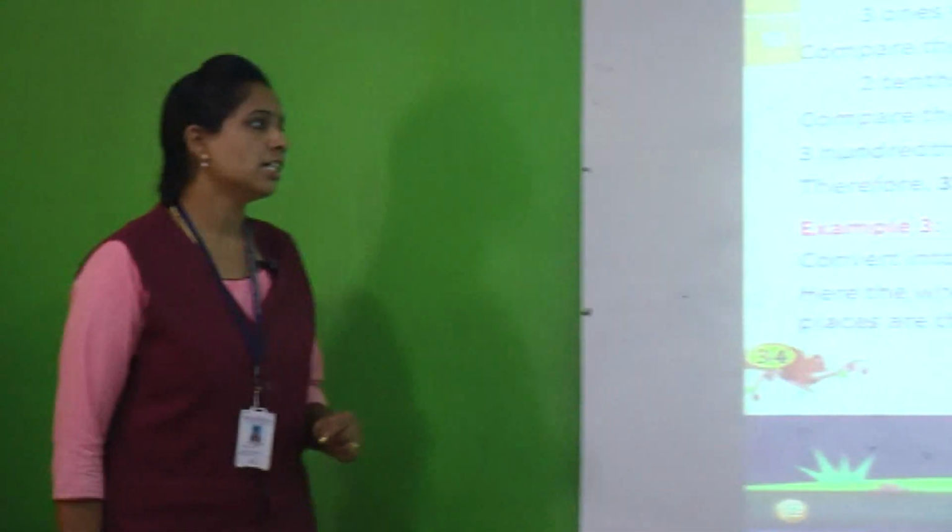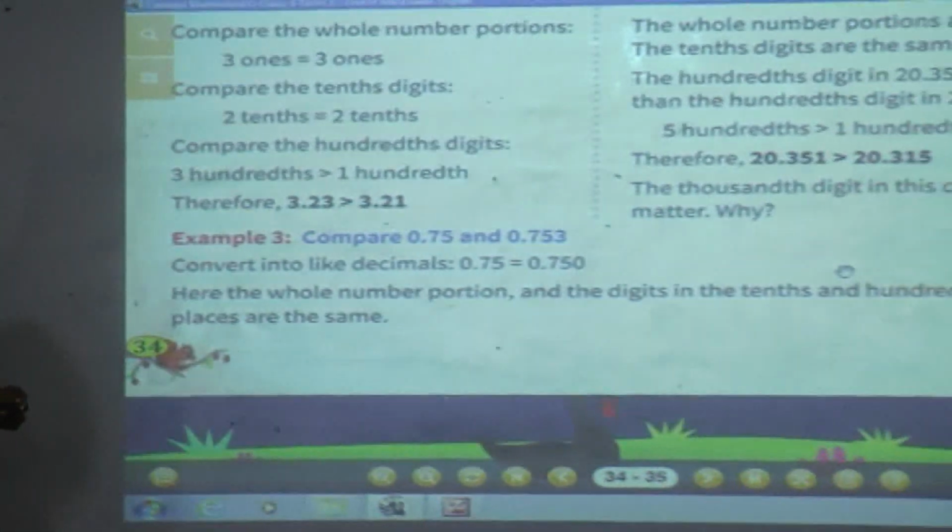What we have solved in our last session, students? Yes, we have started ordering of decimals. In that I have explained you example number 1 and 2. Today we are going to see the remaining 2 examples. Now see what is the third example.